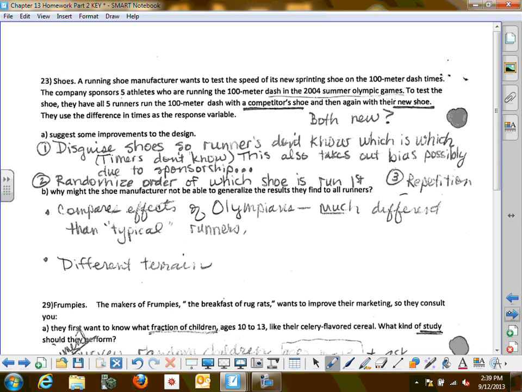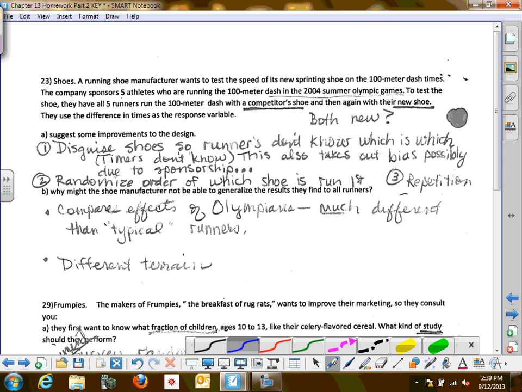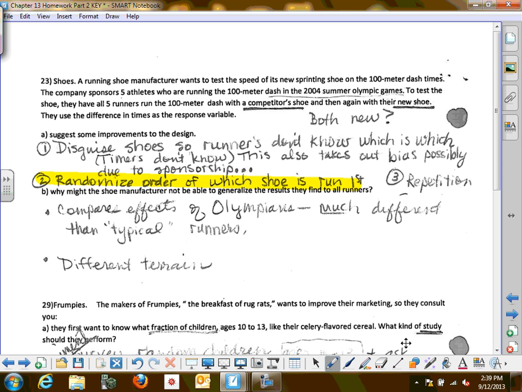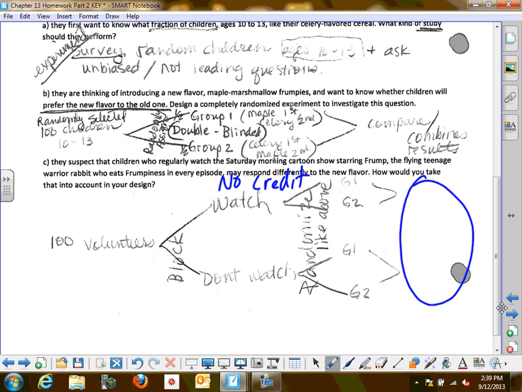Okay, I'm running out of time. I want to have enough time to do some of these things properly. Quite a few problems with this design. This is something I want you to keep considering. It matters which one is done first. Just like this down here. Look, on the cereal, in one group I have them do the maple cereal first, and the other group they do the celery first. You need to randomize who gets something first.